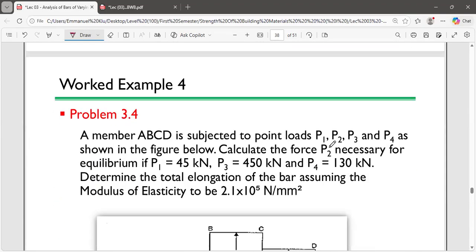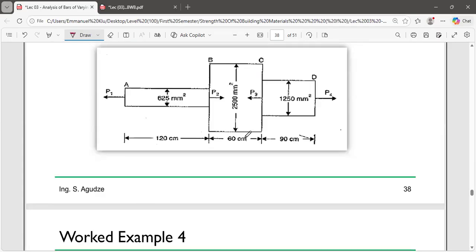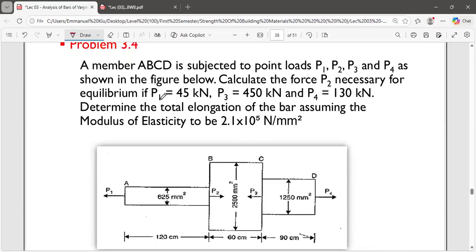So for these questions too, the load has been provided. Look at the load. P1 is given as 45. Also, P4 has been given as 130 kilonewton. And then also, which one else again? P3 was given as what? 450.